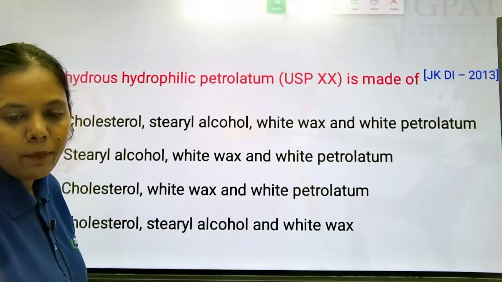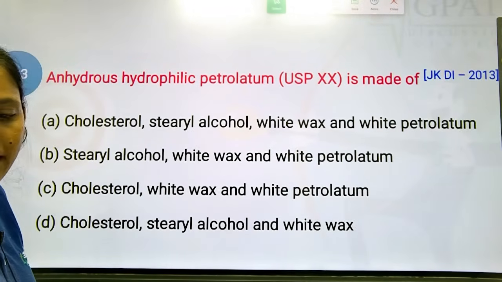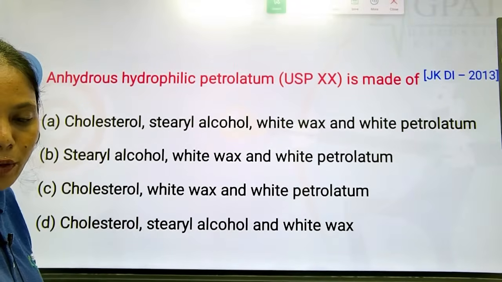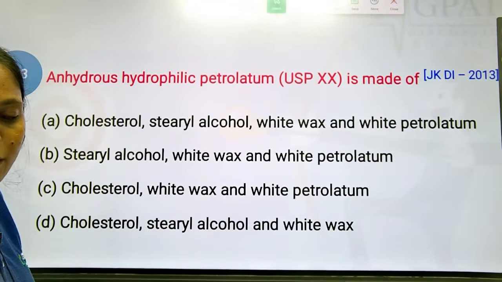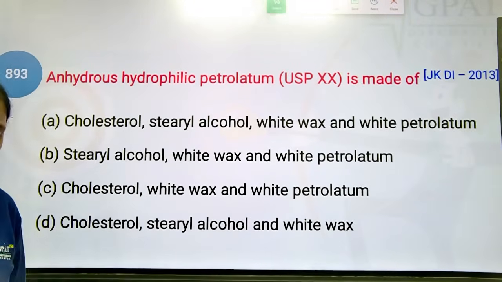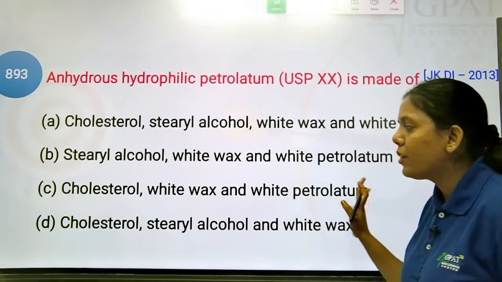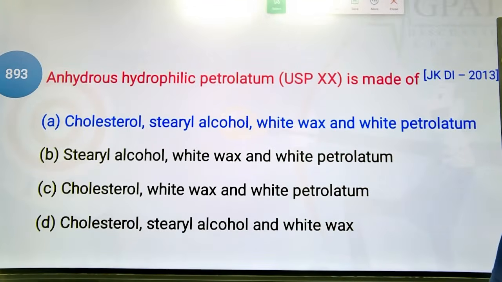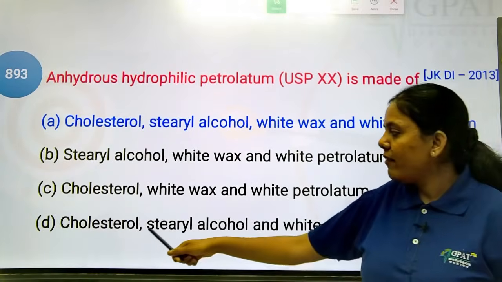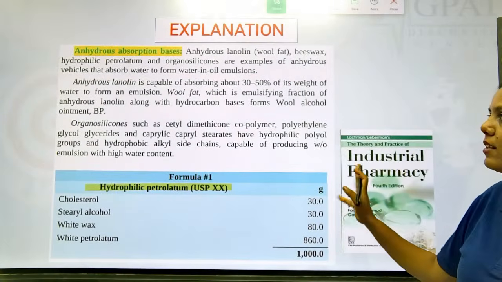Next is, anhydrous hydrophilic petrolatum USP is made up of. See the options carefully. Option A is cholesterol, stearyl alcohol, white wax and white petrolatum. Option B is stearyl alcohol, white wax and white petrolatum. Option C is cholesterol, white wax and white petrolatum. Option D is cholesterol, stearyl alcohol and white wax. Direct question only. Option A is the right answer, because cholesterol, stearyl alcohol and white wax are there anyway, but additional white petrolatum is also there.